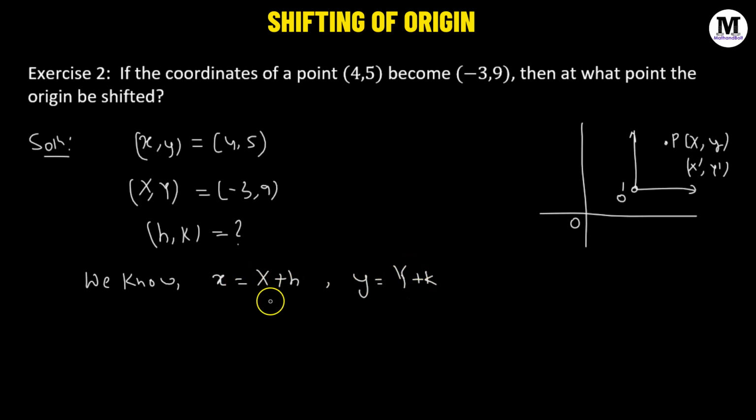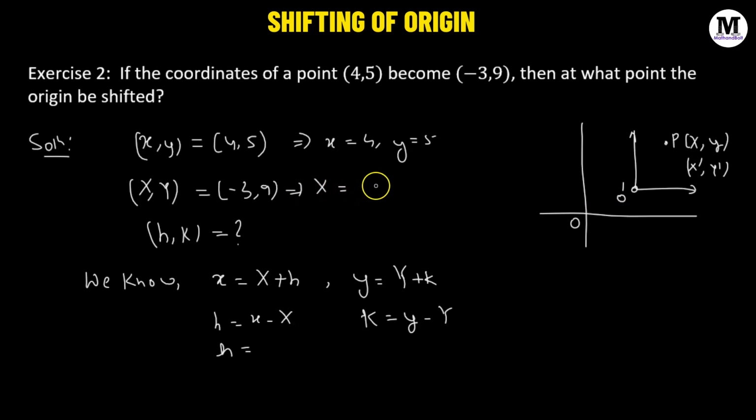All we have to do is substitute the values. So here h will be simply x minus X, and k will be equal to y minus Y. So h will be equal to, x corresponds to 4. This can be obtained from here. So here x will be 4, y will be 5. Then we have X in uppercase, that's going to be negative 3, and Y in uppercase, that's going to be 9. Let's substitute the values.